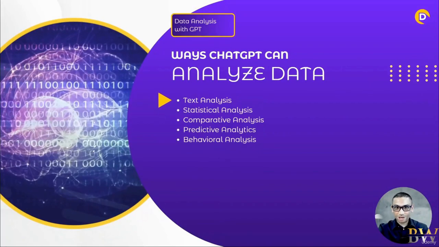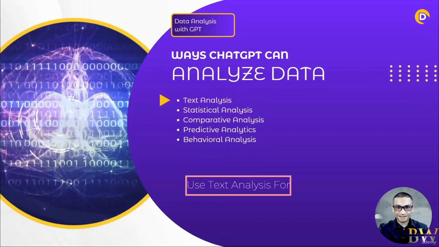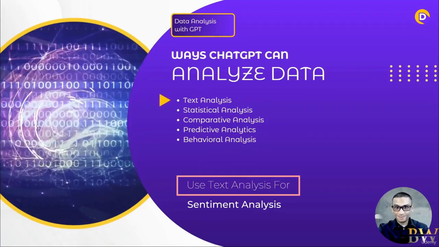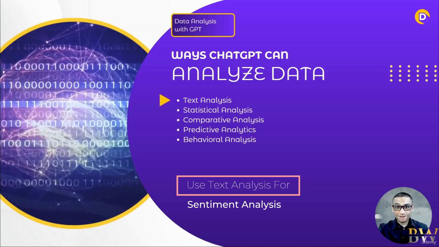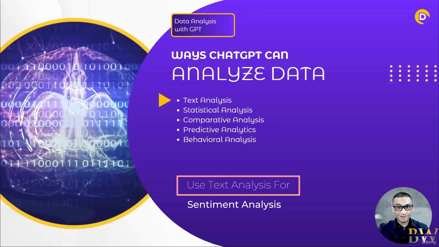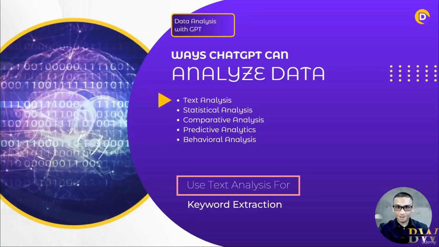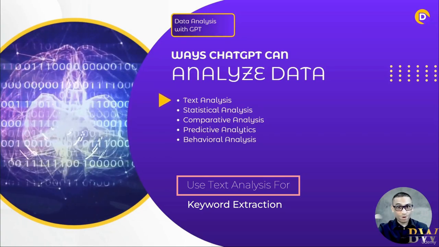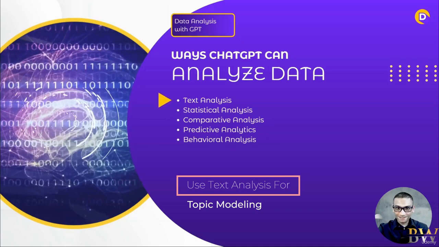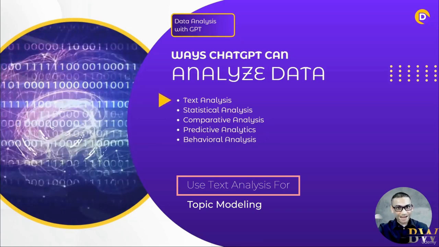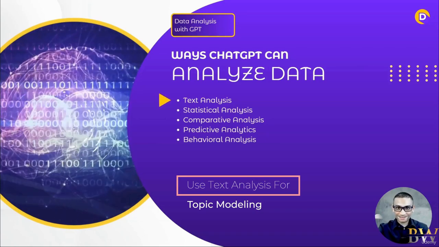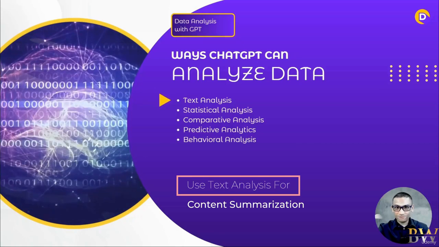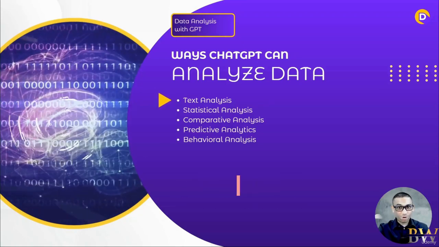Text analysis in ChatGPT can include activities like sentiment analysis, which can be used to determine the sentiment, positive, negative, neutral, in reviews and posts. It can be used in keyword extraction, which identifies relevant keywords for SEO and PPC. Then topic modeling, which can uncover themes and topics in large texts. And of course, content summarization, which provides concise overviews of lengthy articles or reports.